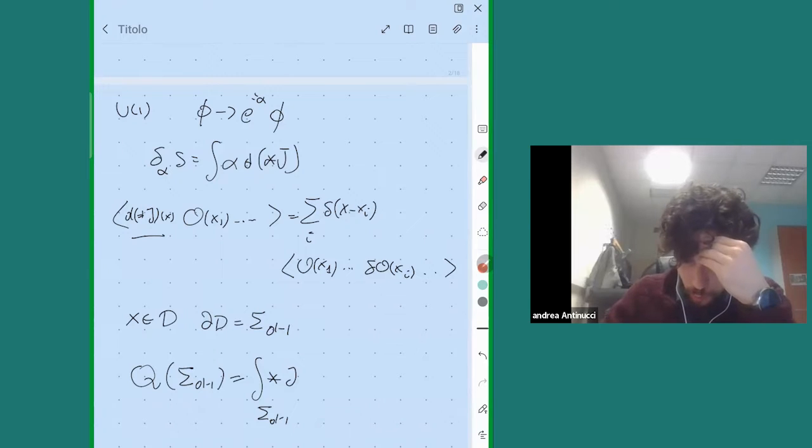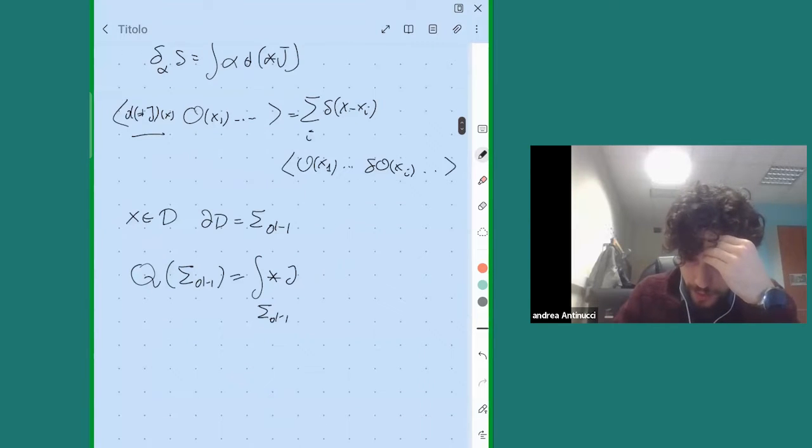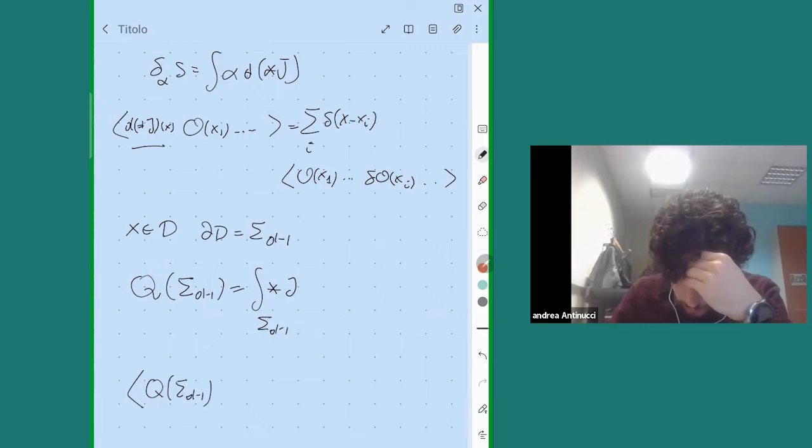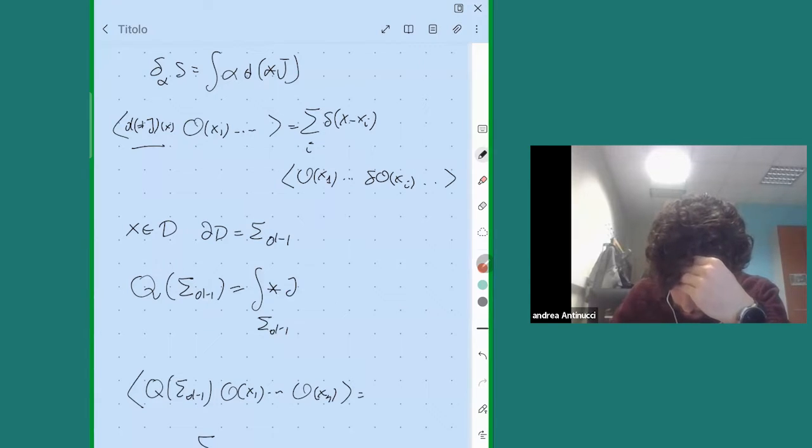And so when you do this integration on both sides, on the right-hand side, you will get the sum of the charges inside the region, the sum of the charges of the operators which are linked with this codimension 1 surface. So you get the sum over the charges, let's say inside the surface. Yeah, you get this.